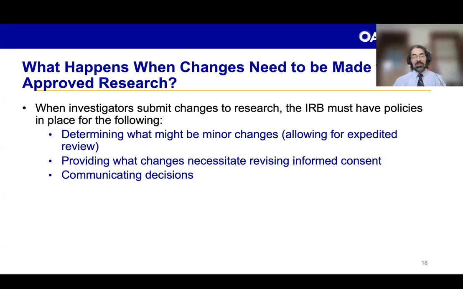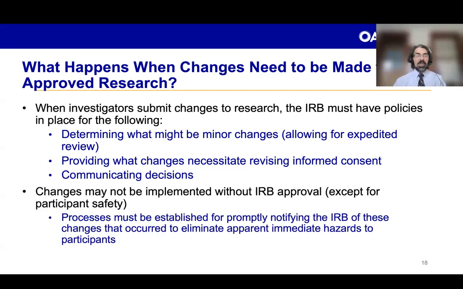So the IRB has to have a plan for disseminating IRB decisions to investigators and institutional officials. The IRB must approve changes to research before they are implemented, except when necessary to eliminate apparent imminent hazards to participants. When these unapproved changes occur, the IRB has to have a procedure in place for the researcher to notify the IRB after the fact, promptly and without delay.